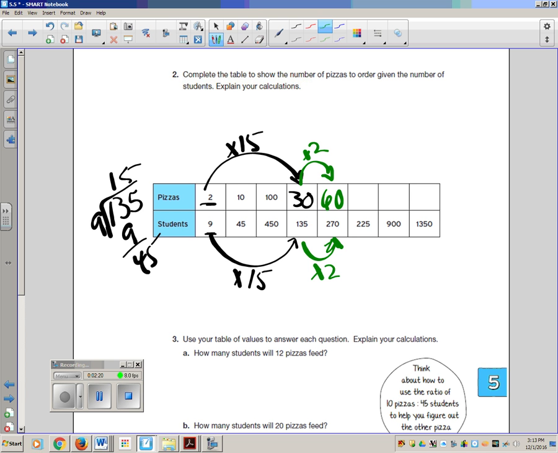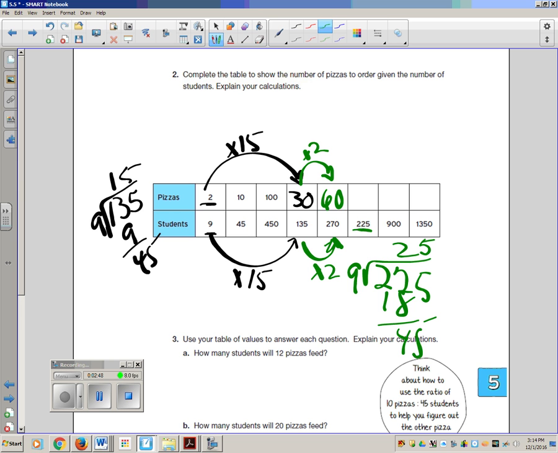Now look, they're not going in order here. So 225. What could we use to get to 225? I can divide it out by 9. That's one way. If I'm going from 9 to 225, I have to figure out what I multiplied by. So that gives me 18. Once again, 45. So it's 25.